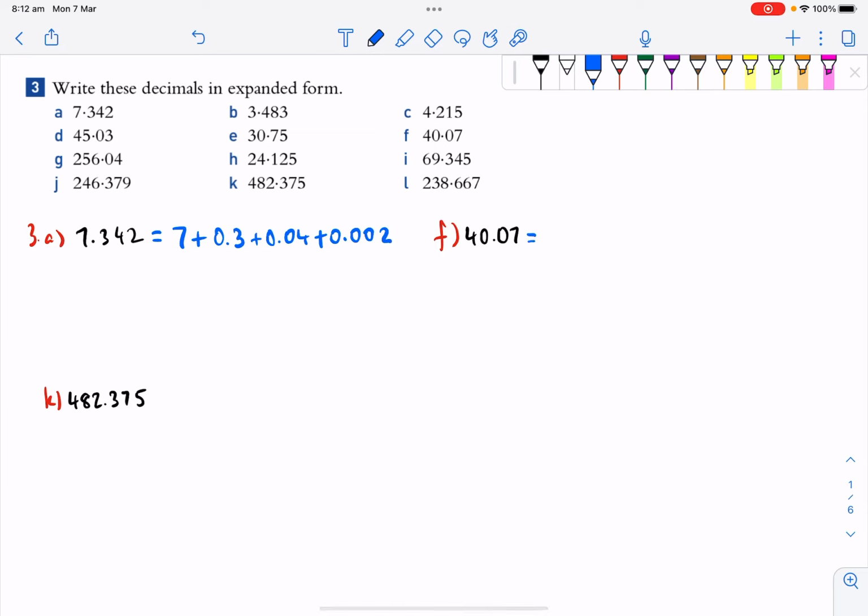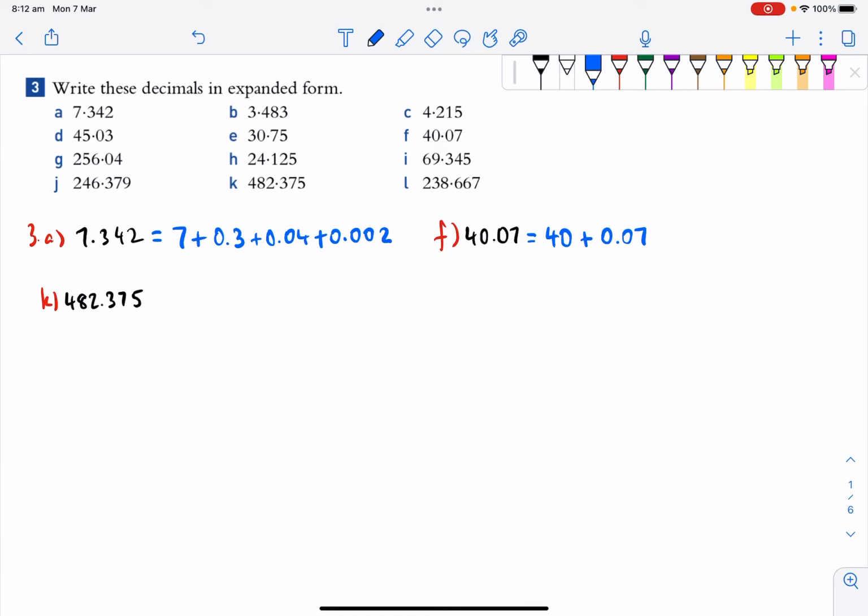With question F, we have 40 plus. We don't need to do the 0 here. There's no need for that. With the 7 though, we just need the zeros in front. We can ignore the 4. So we have 0.007. 0.07. And that's that. It's that easy.